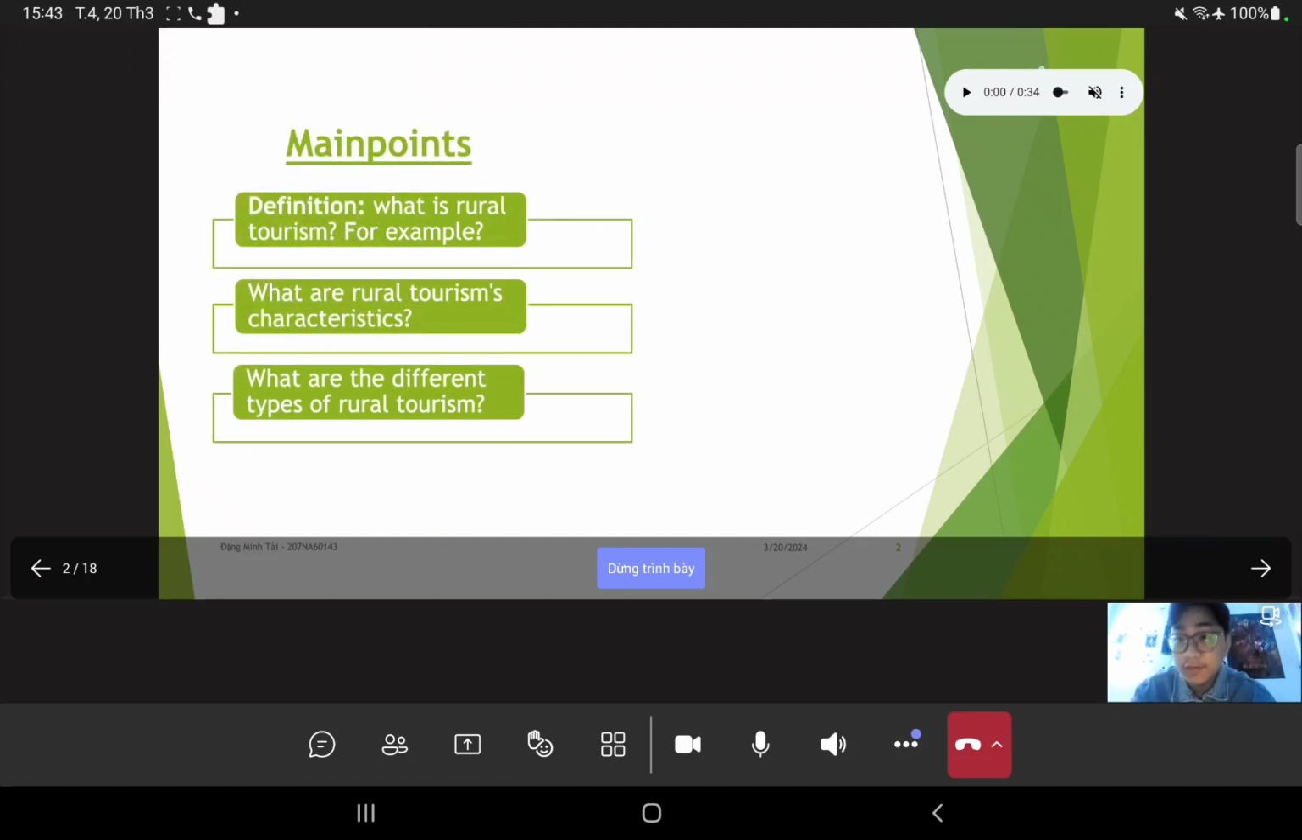The first is definition. What is rural tourism? And I will give you some examples. The second is what are rural tourism's characteristics. And the third one is what are the different types of rural tourism. So let's move to the first main point, which is definition.